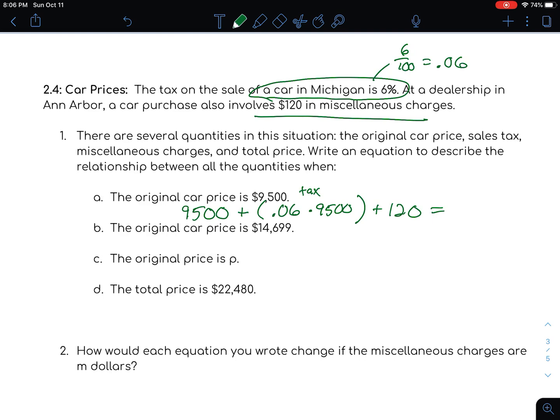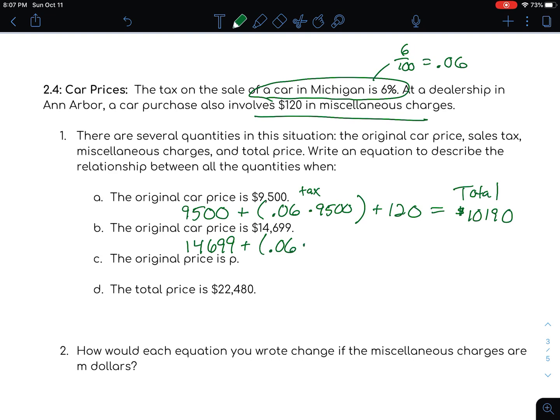When we add each one of those parts together, we will get the total price. Now, if you use your calculator and take 9,500 plus 0.06 times 9,500 for the tax plus 120, you should get $10,190. All right, what if the original car price was more? What if it was $14,699? Well, we used the same process.